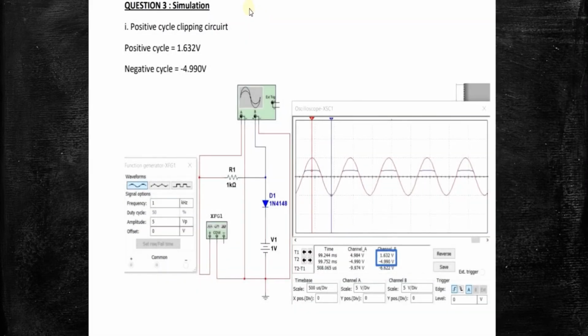Let's compare it with the simulation. So here is our circuit. First we need to set up the function generator to a sine waveform, 1 kHz frequency and 5 volt peak. When we run this circuit, the output waveform is like this. We can get the output value using these two cursors. The first cursor, T1, is 1.632. That is our positive cycle. And the second cursor, T2, is negative 4.990. That is our negative cycle.